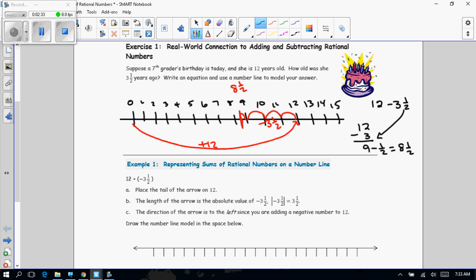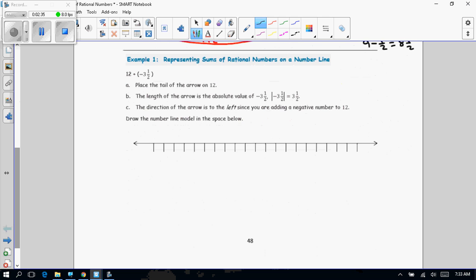So let's take a look at example 1. It is the exact same problem, but they're talking about doing this slightly differently. I don't have to start at 0 and make that bunny hop all the way to 12. I can, if I need to, just start at 12.